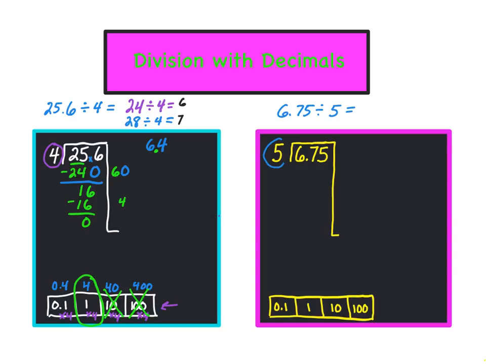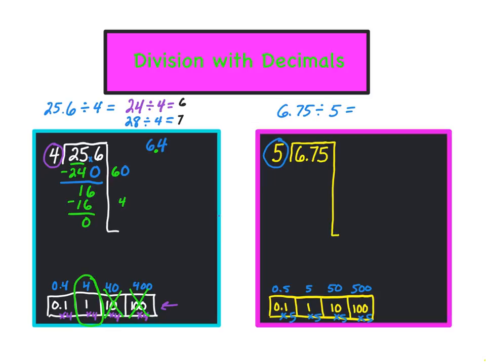We take our divisor and we multiply it by each of these numbers. 5 times a tenth would be 5 tenths, 5 times 1 is 5, 5 times 10 is 50, and 5 times 100 is 500.